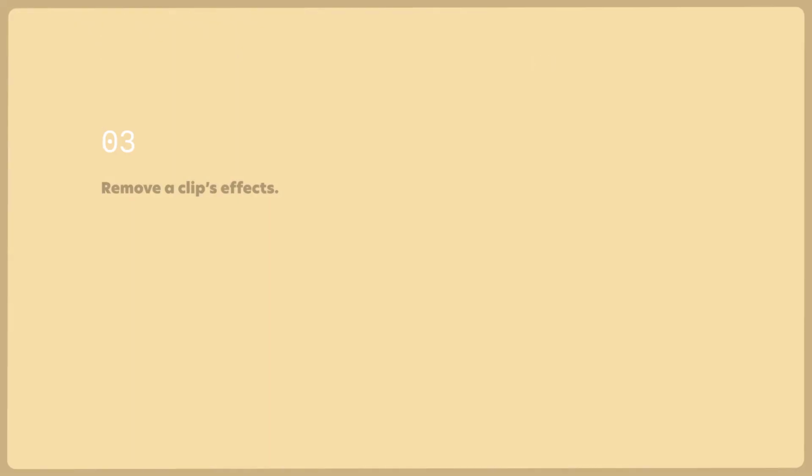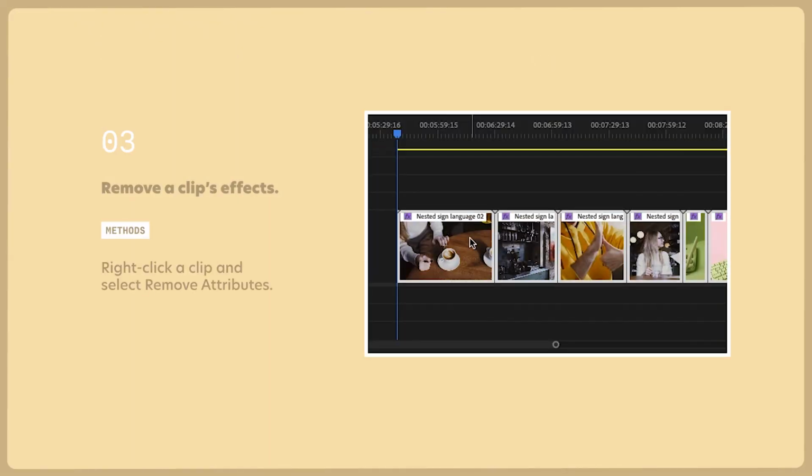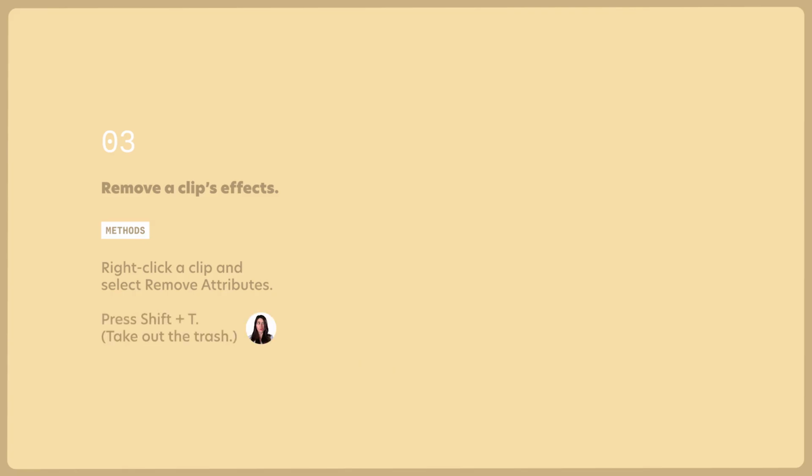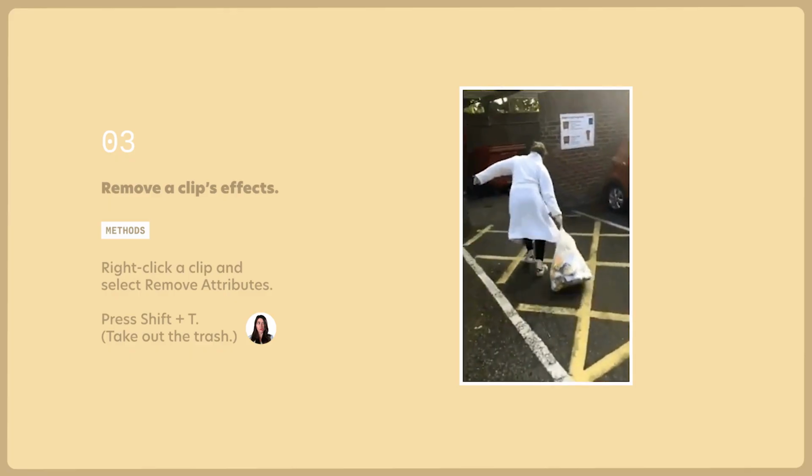Next, I want you to remove the effects that you've added to a clip. So you can right click that clip and then select Remove Attributes, or you can use my custom keyboard shortcut Shift plus the T key to take out the trash.